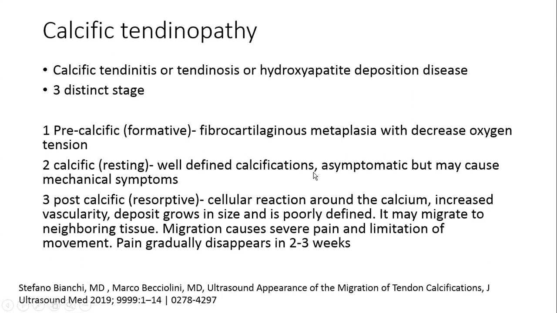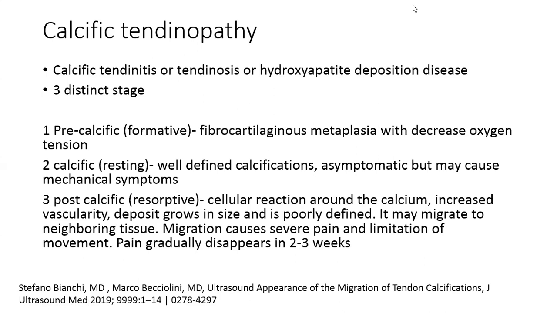There are 3 stages of this calcium buildup. Calcium buildup in the tendon is known as calcific tendinitis, calcific tendinopathy or tendinosis, or you can call it hydroxyapatite deposition disease. The first is the precalcific or formative stage. The molecular environment is changing inside the soft tissue, with fibrocartilaginous metaplasia and decreased oxygen tension, which sets the environment for calcium to form.